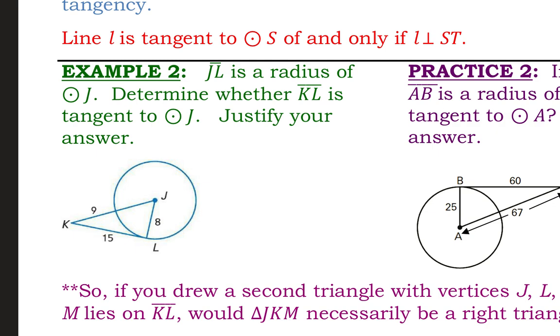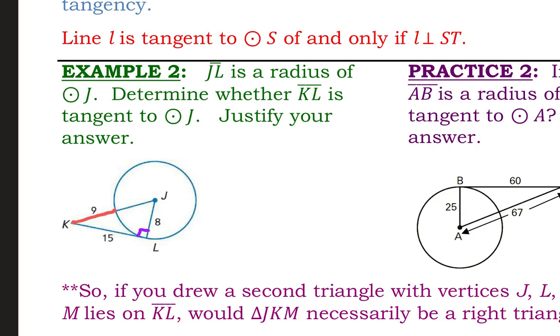So here it says, J to L is a radius of circle J. Determine whether K to L is tangent to circle J. So what we want to prove is that this is 90 degrees. And again, we would use the Pythagorean theorem. What would be the length of the hypotenuse though? Because it can't be 9, right? Why can't it be 9?